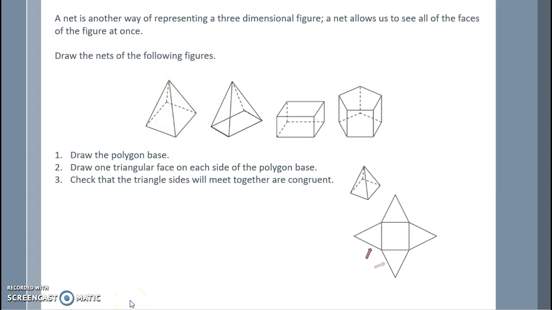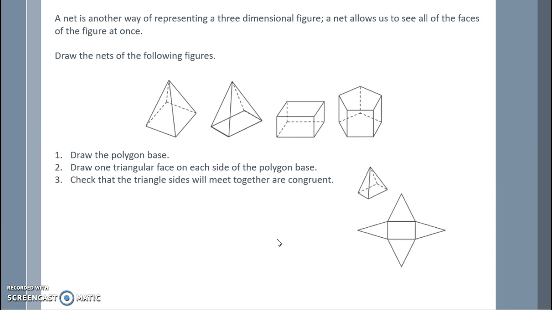So we're going to first draw the polygon base, which is a square. And then you're going to draw one triangular face on each side of the polygon base. And you want to check these sides here to make sure that they are congruent. So when we fold them up to create the pyramid top, they are able to connect with one another.